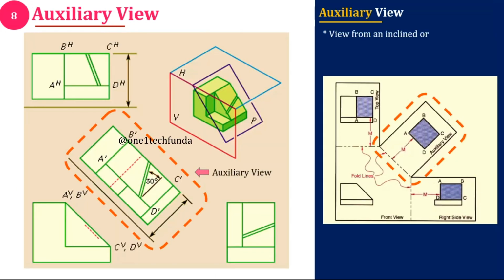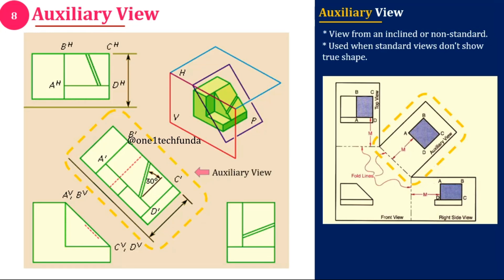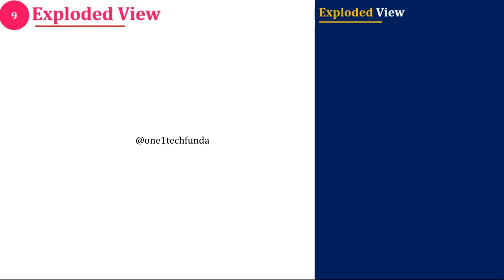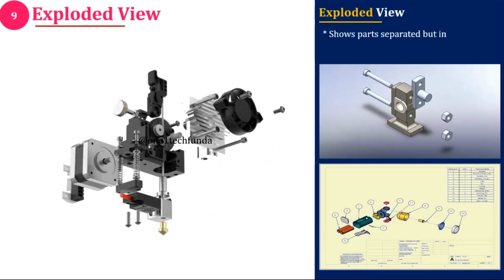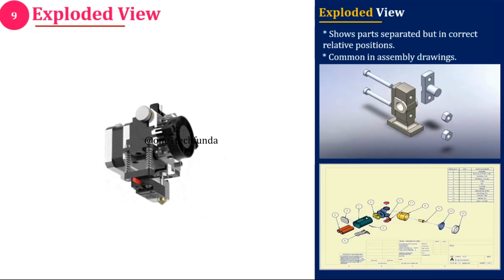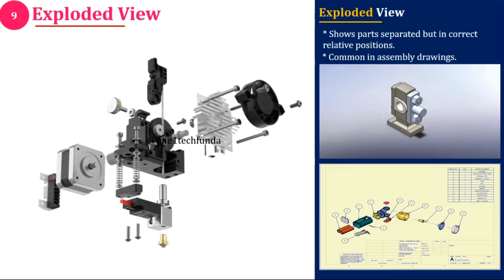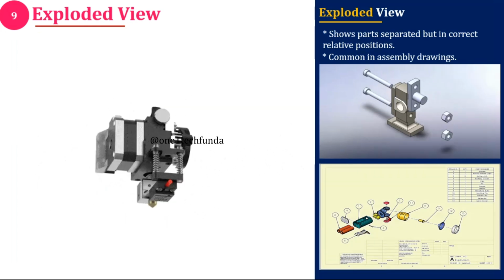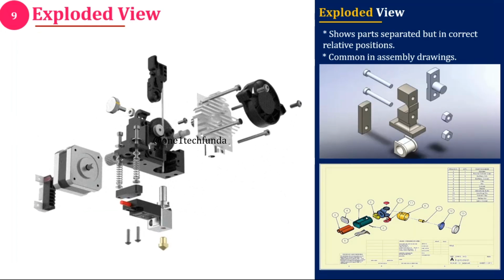Auxiliary view. Auxiliary view is used for inclined or slanted surfaces that are not clearly visible in orthographic views. By projecting onto a plane parallel to that inclined surface, its true shape can be shown. Exploded view. Exploded view shows all components of an assembly separated but aligned along their axis of assembly. It clearly demonstrates how different parts fit together to form the final product.